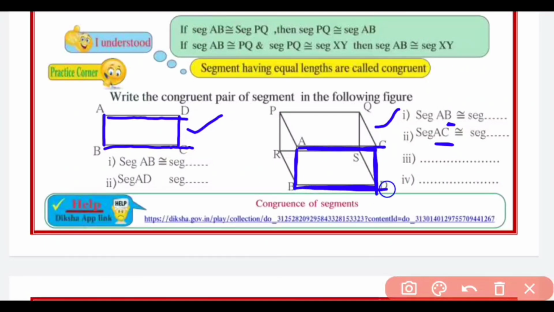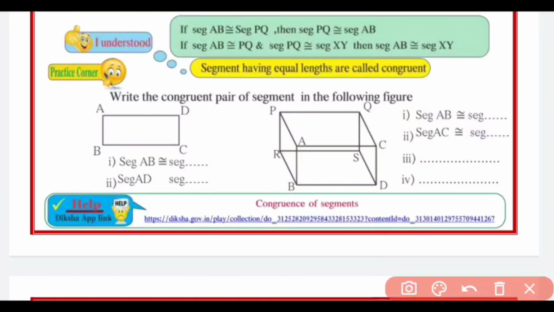We have to write two more pairs. So we can write from the back side. Seg PR is congruent with seg QS, and seg PQ is congruent with seg RS. Okay, in this way we can write the names of these congruent segments. You have to observe these diagrams very carefully. Keep on observing the diagram, and then we will write the answer in the activity sheet number 3.